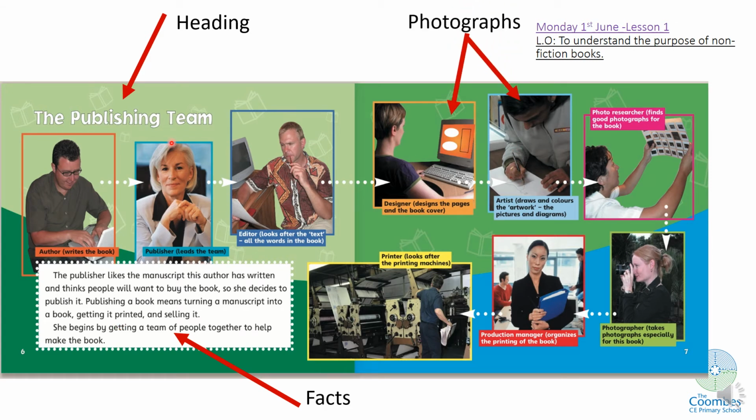These here are photographs. So these are examples of what may be happening when the team are working to make a book. And these parts here, are they labels or are they captions? Fantastic, well done. If it was just one word telling you exactly what it was, it would be a label. But because it explains, so this one says printer looks after the printing machines, because it explains the photograph, it is a caption. It doesn't need to be in a full sentence, it just needs to make sense.